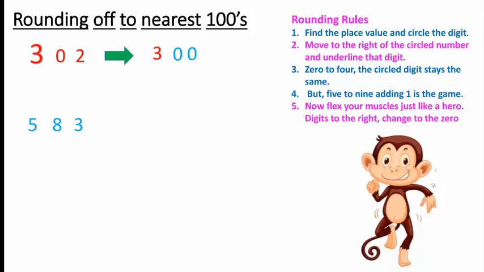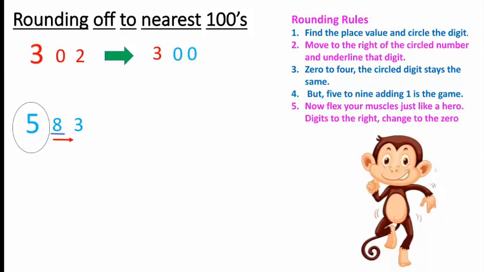583. So when we are rounding off this 583, the digit present in the hundreds place is 5. Clear? That we have circled. Now move to the next door digit, that is 8.